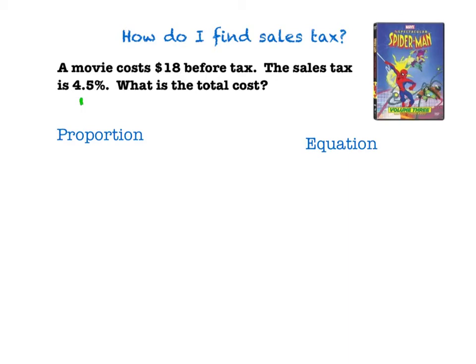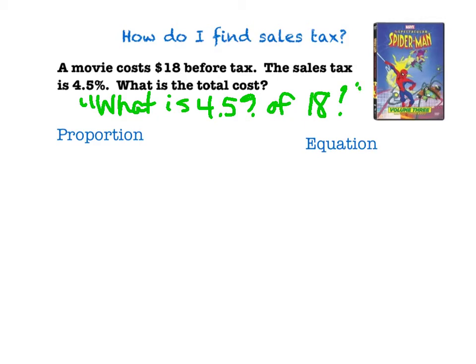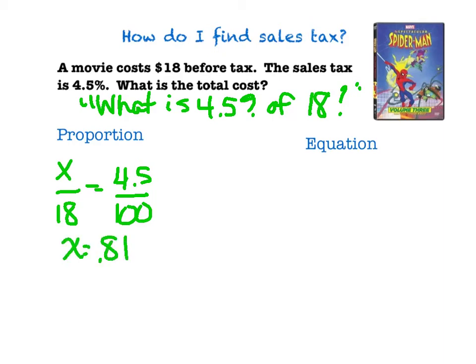Again, the question we have here is, what is 4.5% of $18. So as a proportion, I would go and I'd place my 4.5 all over 100 and X, because it's out of 18. And when I do that cross multiplication and I divide, I'll have 4.5 times 18, and then I'm going to divide by 100, giving me 81 cents. So my X is equal to 81 cents.